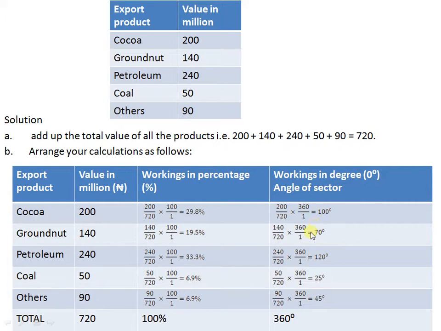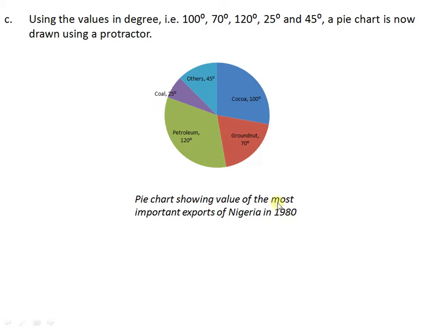Then this is the final product, the pie chart, showing us that petroleum has the highest with 120, followed by cocoa with 100. So this is a pie chart. It's a simple circle.